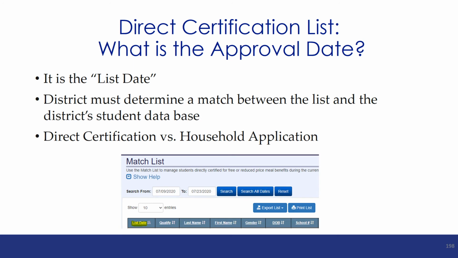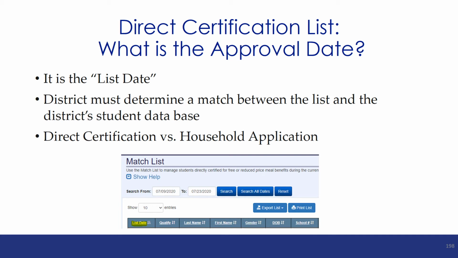With direct certification, the approval date is the date the student's name appears on the list. This date can be found in the first column when looking at the district's direct certification list. Direct certification takes precedence over a household application.